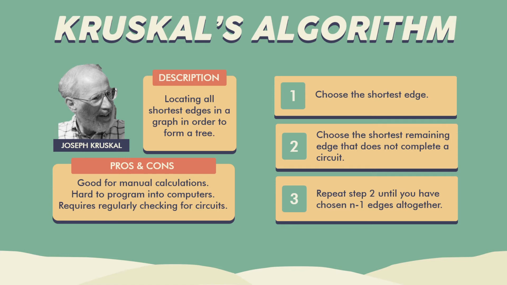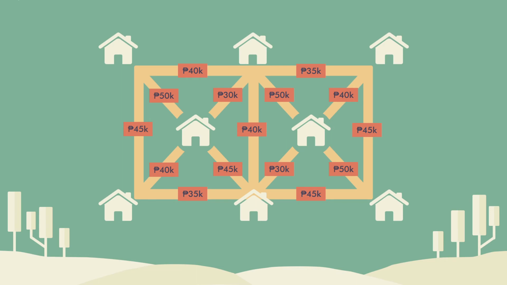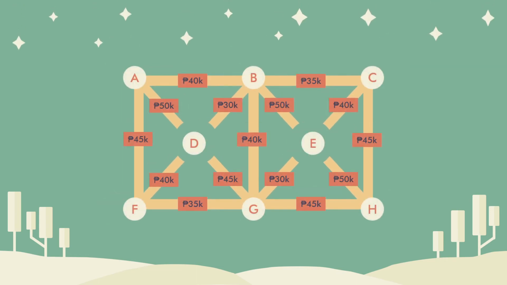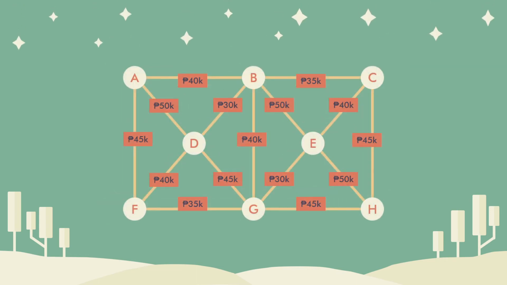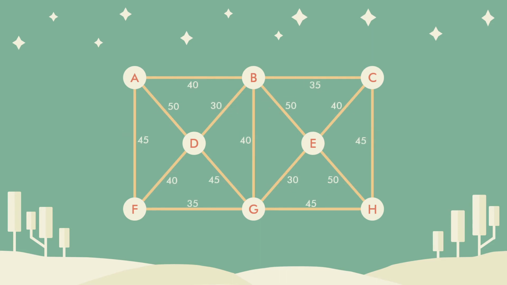Now let's try using this algorithm to solve our first problem, which is to build the road system of the subdivision. Let's take a look at our blueprint. We can consider the houses as our vertices, the roads as our edges, and the construction cost of each road to be the weights of these edges.